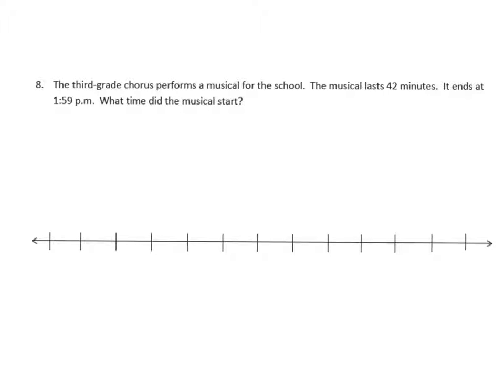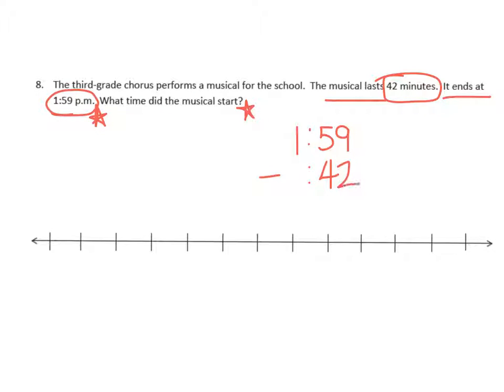Let's take a look at the next slide. It says the 3rd grade chorus performs a musical for the school. The musical lasts 42 minutes. It ends at 1:59. What time did the musical start? So again, what I'm going to do is I am going to subtract 1:59 minus 42 minutes. Pause the video while you subtract and replay when you are ready. Don't forget to write your answer as a statement.